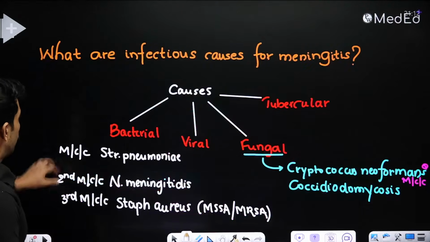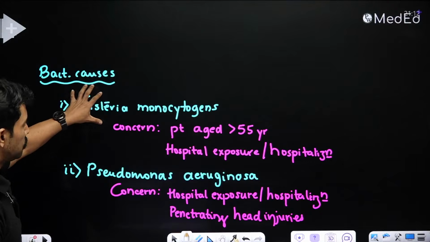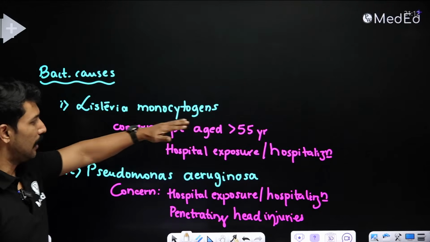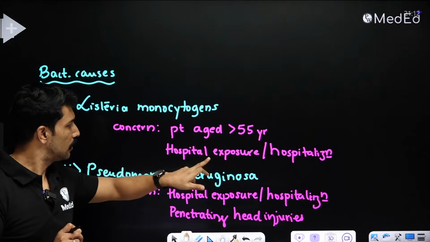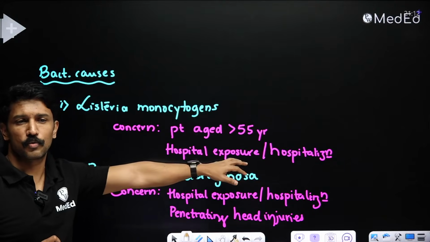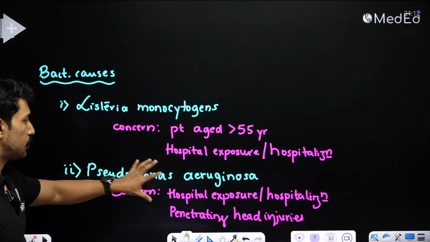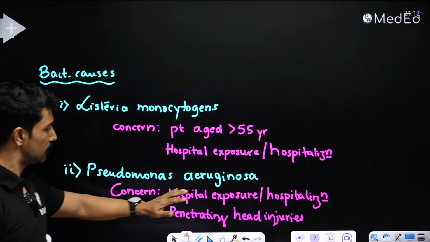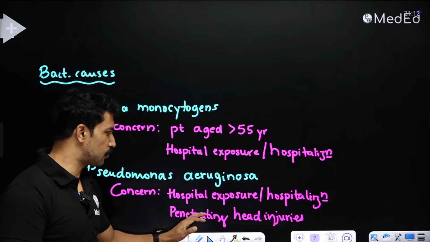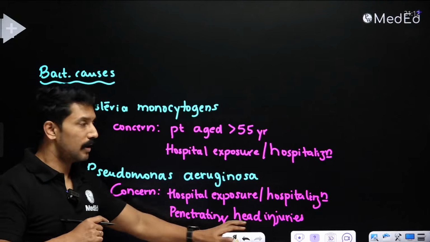So now, when do I suspect Listeria monocytogenes meningitis? Elderly, newborns, and patients with hospital exposure or hospitalization. When do I suspect Pseudomonas aeruginosa meningitis? Hospitalization or hospital exposure, or patients with penetrating head injuries.